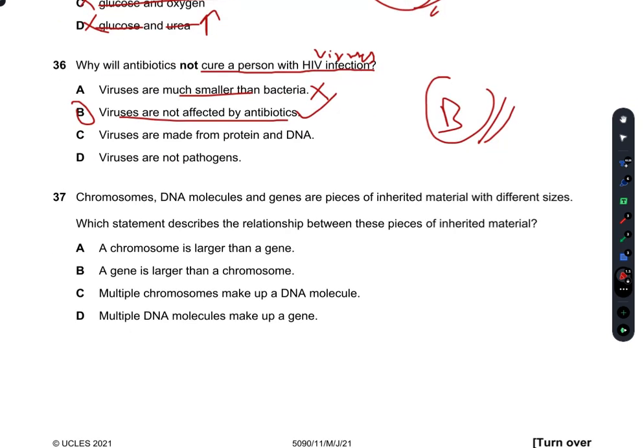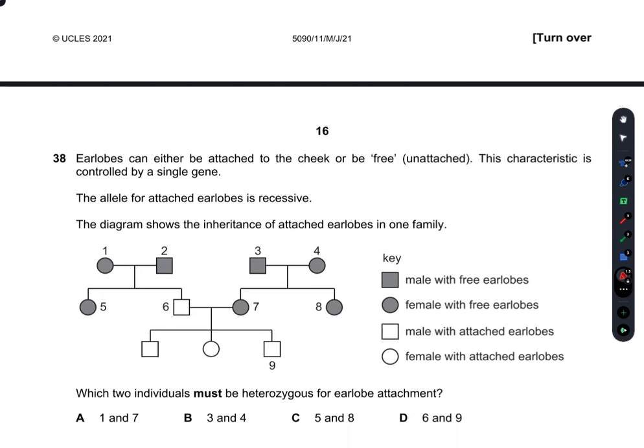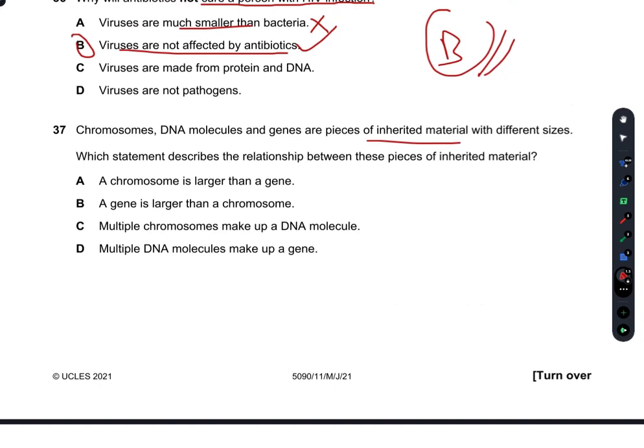Chromosomes, DNA molecules, and genes are pieces of inherited material with different sizes. Which statement describes the relation between these pieces of inherited material? A chromosome is larger than a gene. Yes, genes are located on the DNA of the chromosome. So yes, A is true.